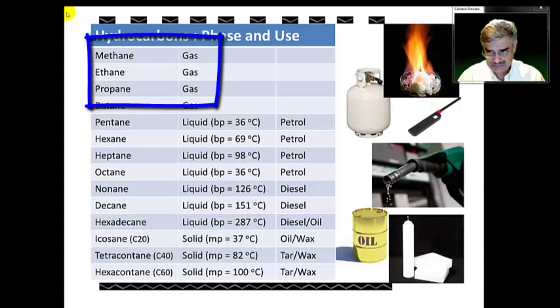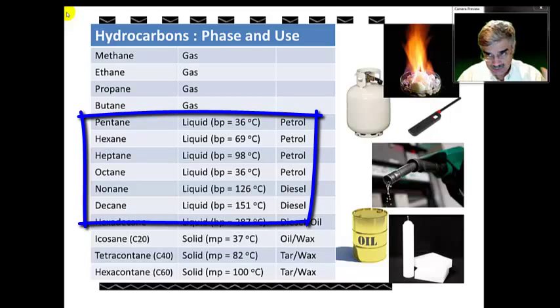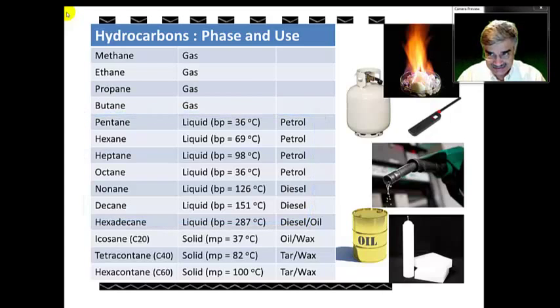The smaller ones are gases, and then as the molecules become a little bit bigger, such as pentane, hexane, heptane, octane, and of course you may recognize that the prefixes to these molecules indicate the number of carbons in the molecule. Pent for 5, hex for 6, hept for 7, oct for 8, just like octagon. The molecules become liquid. So we see the relationship between the structure of the molecule and some physical properties.